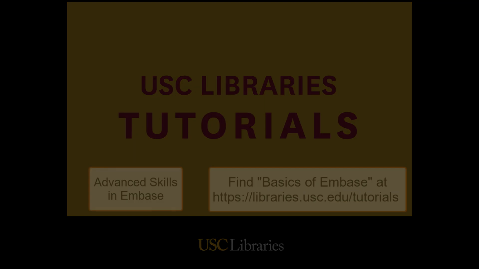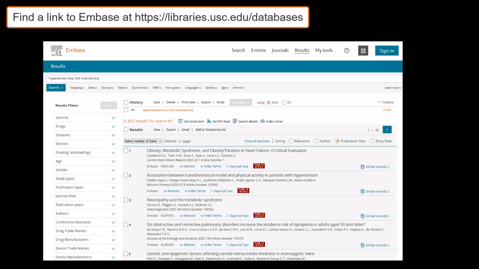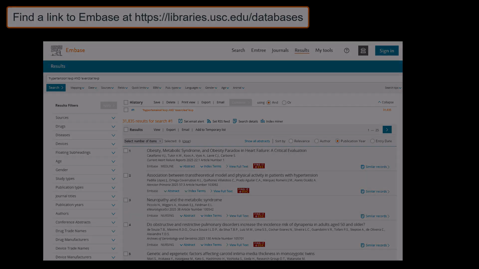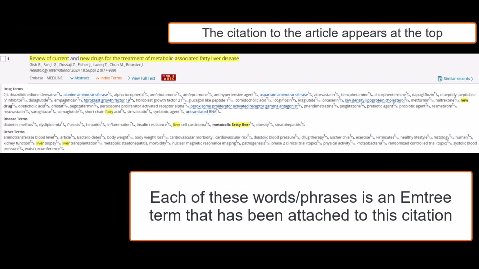Embase is a database licensed by the USC Libraries. It includes citations to biomedical research articles and conference abstracts from posters and papers presented at worldwide conferences in biomedical topics. One of the greatest strengths of Embase is that each item added to Embase is also indexed by Embase's indexers using a system called Mtree, developed and used for Embase alone.